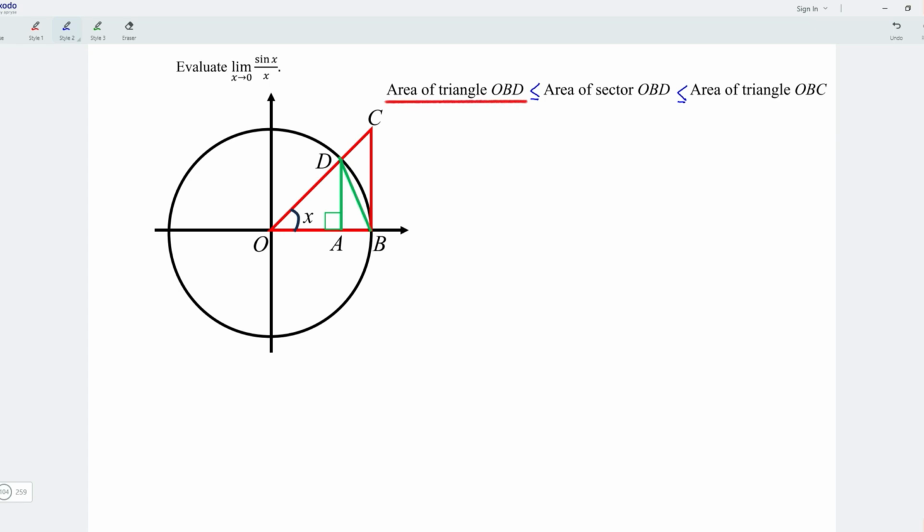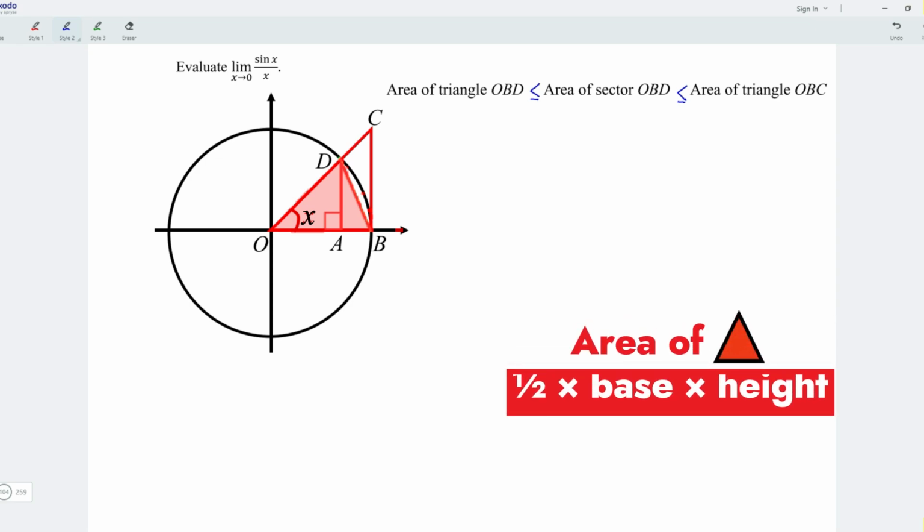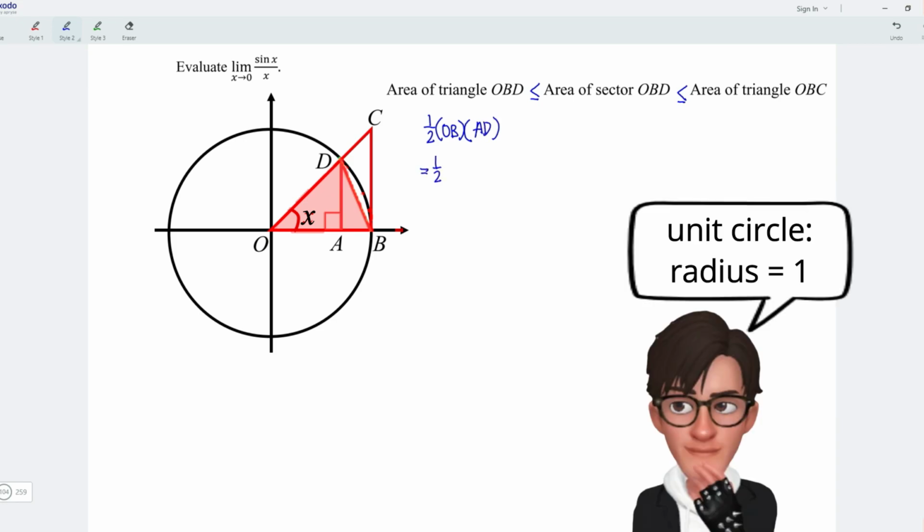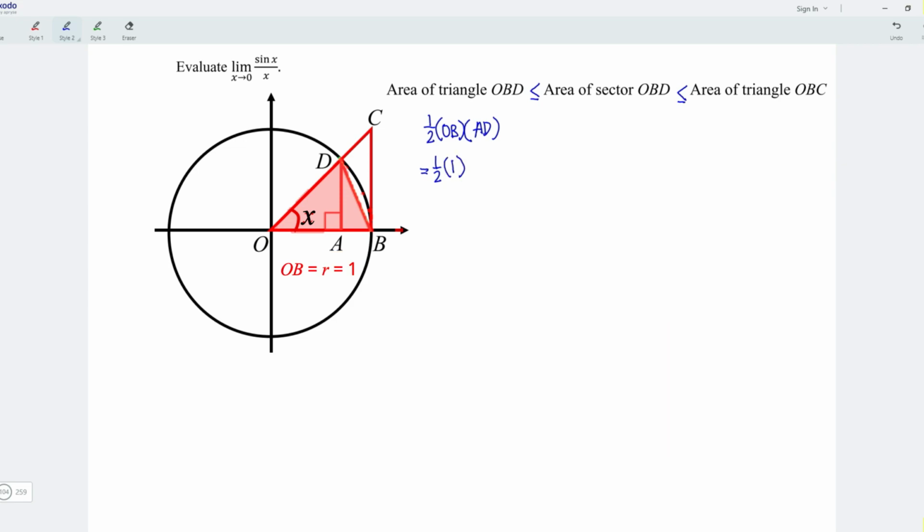Let's first evaluate the area of the triangle OBD. Consider the triangle OBD with angle x here. Recall that the area of a triangle is equal to 1/2 multiplied by base multiplied by height, which means that we should have 1/2 multiplied by the base, that is OB, multiplied by the height, that is AD. And we know that for any unit circle, the radius is always equal to 1, which means that OB is equal to 1. For the unknown AD, let's determine AD by using a trigonometric ratio.